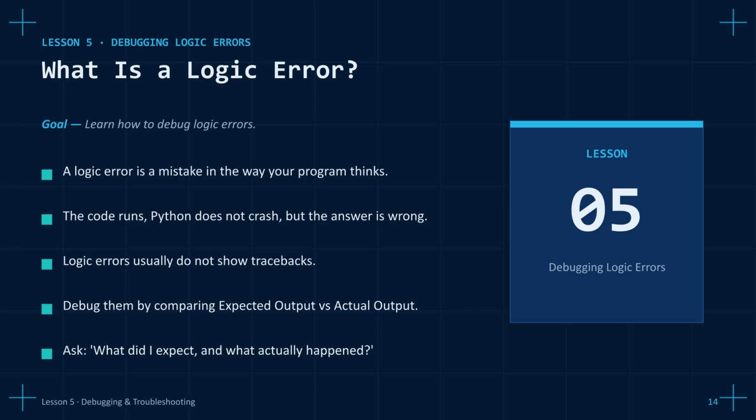Lesson 5 covers logic errors, the sneakiest bugs of all. The code runs and Python doesn't crash, but the answer is simply wrong. Because there's no error message, you must debug by comparing expected output with actual output. Always ask, what did I expect to see, and what actually happened?